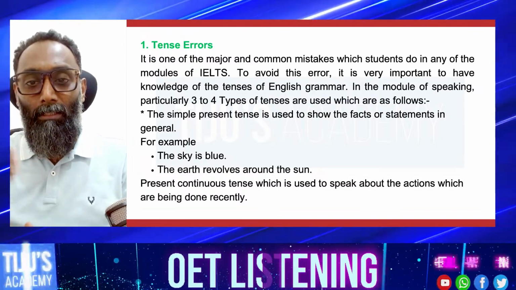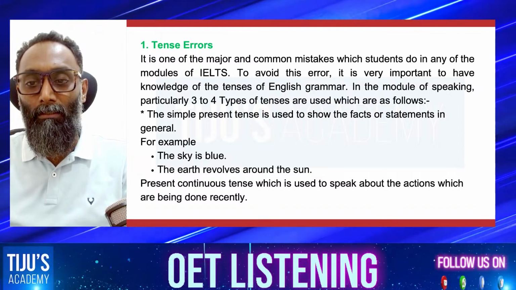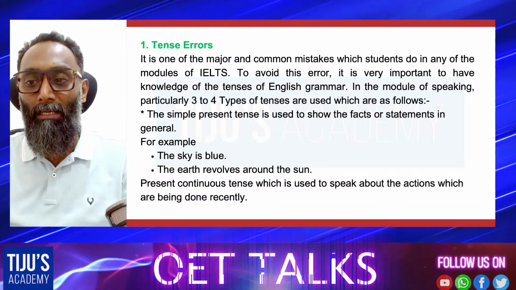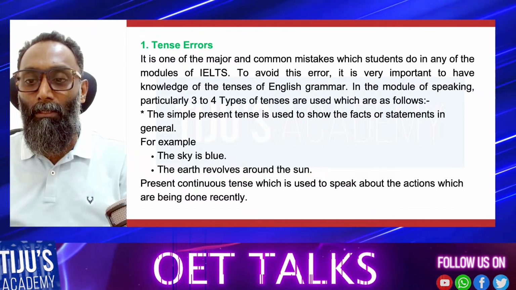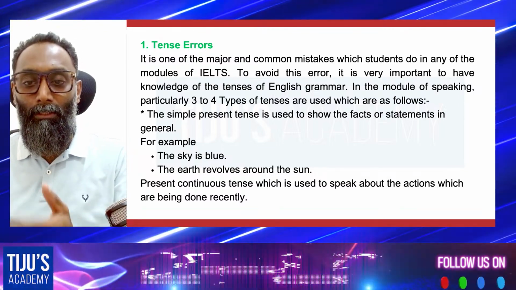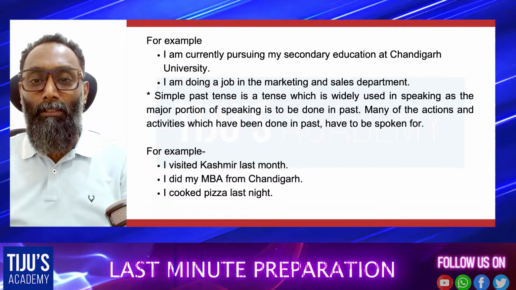The next എന്താണ് നമുക്ക് നോക്കാം. The next is the present continuous tense, which is used to speak about actions which are being done recently. Present എന്താണ് ഇപ്പോൾ നടന്നുകൊണ്ടിരിക്കുന്നത്, കണ്ടിന്യൂസ് ആണ്. പ്രസന്റ് തൽക്കാലത്തേക്ക് present continuous tense. So let's see an example.